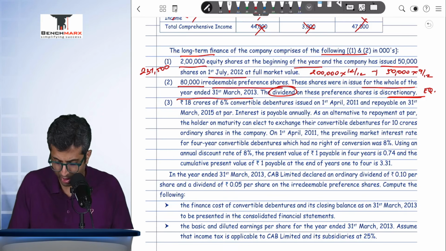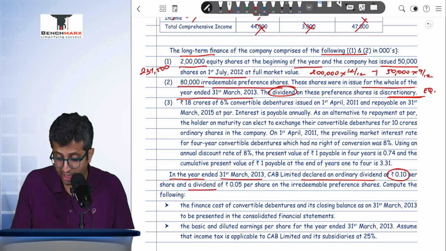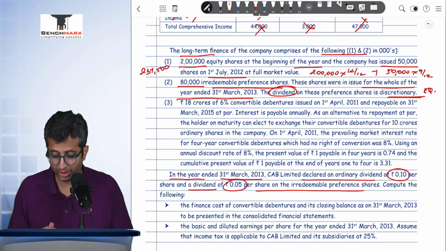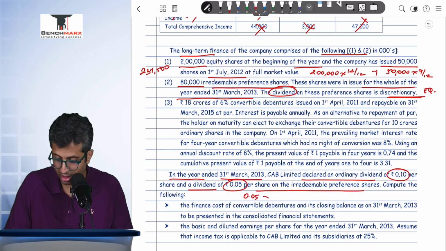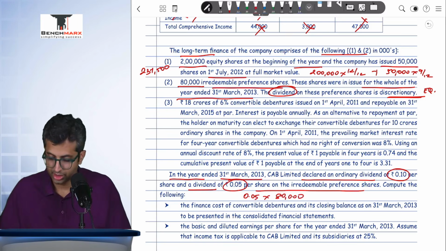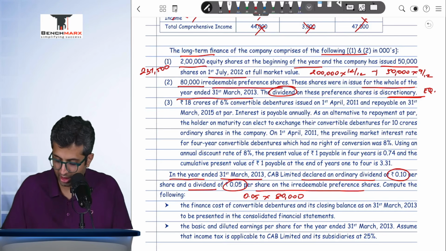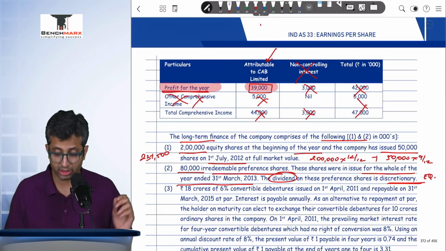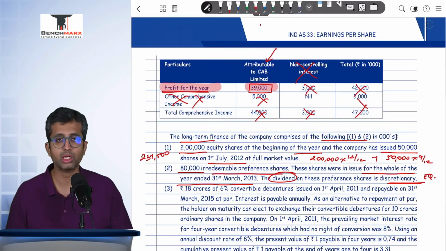Before you read the third point, look at what is given at the end. In the year ended 31st March 13, CAB declared an ordinary dividend of rupees 0.1 and dividend of 0.05 per share on the irredeemable preference shares. Compute the following. So this is a dividend of 0.05 into, can I say, 80,000 irredeemable preference shares. So over here you will have, let us say, 0.05 into 80,000. Now the question over here is this 4,000 already deducted while calculating 39,000? Think and tell me. The answer is no.